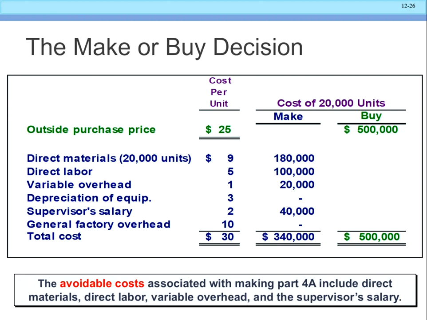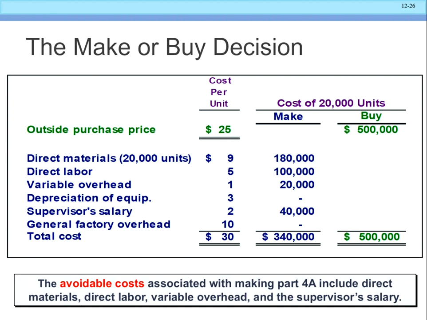Then we go to depreciation of equipment. The equipment was already bought, so it is a sunk cost. And the fact that it doesn't have any resale value means there is no opportunity cost there. So the relevant cost of the equipment is 0.